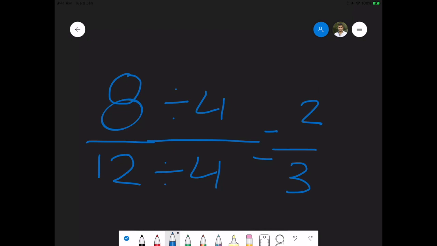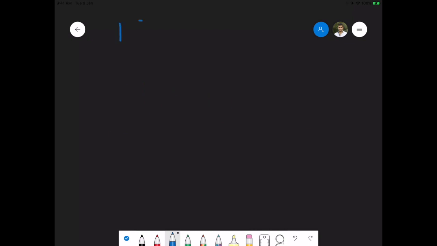Now, can I simplify 2/3 more? No, I cannot, because the only number that can divide 2 and 3 is 1. And when you get to a fraction where the numerator and denominator can only be divided by 1, then you cannot simplify it anymore. Alright, let's try 15 out of 40.